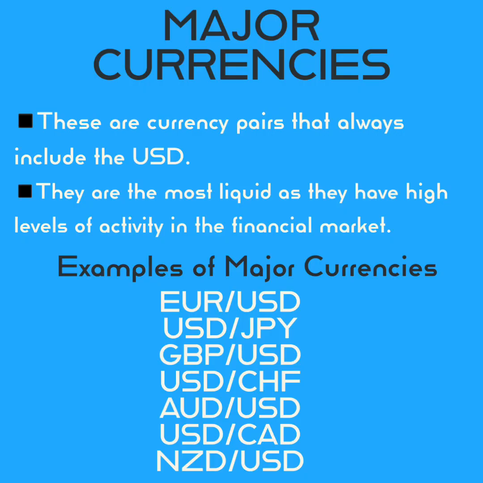Now, major currencies, these are currencies that always include the US dollar, and they are the most liquid and volatile because of the high levels of activity in the forex markets. Examples of these major currencies are the euro and US dollar pair, the USD and Japanese yen pair, the British pound and US dollar pair, the US dollar and the Swiss franc pair, the Australian dollar and the US dollar pair, the US dollar and the Canadian dollar pair, and the New Zealand dollar and US dollar pair.